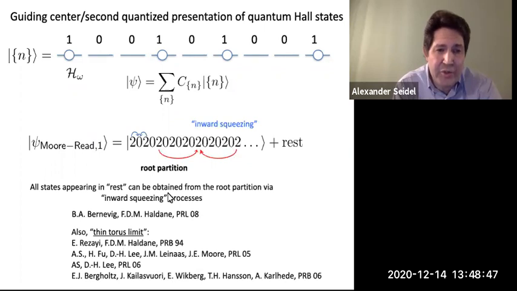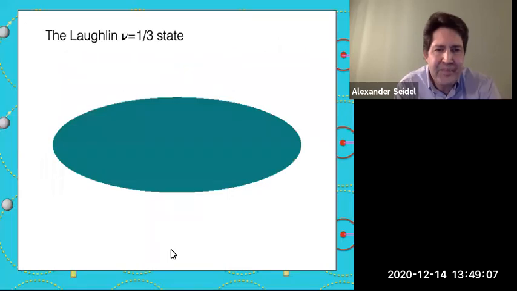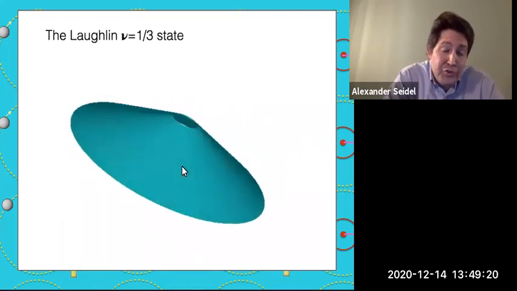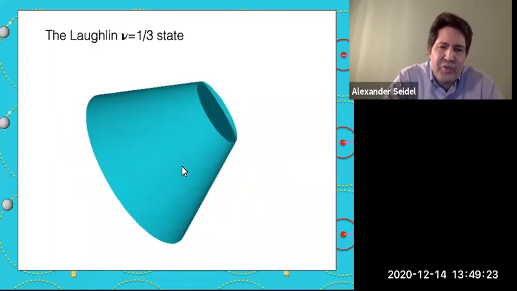This squeezing picture also applies, as was pointed out by Bernevig and Haldane in 2008, but there are also other ways in which you can attach fractional quantum Hall states to these simple patterns, for example, by taking the thin cylinder or thin torus limits. So the idea is this: start with the disk geometry. So I have a, let's say, Laughlin state that's formally a droplet occupying a disk. Then you poke a hole in the middle, you deform it into a cylinder. All this can formally be done.